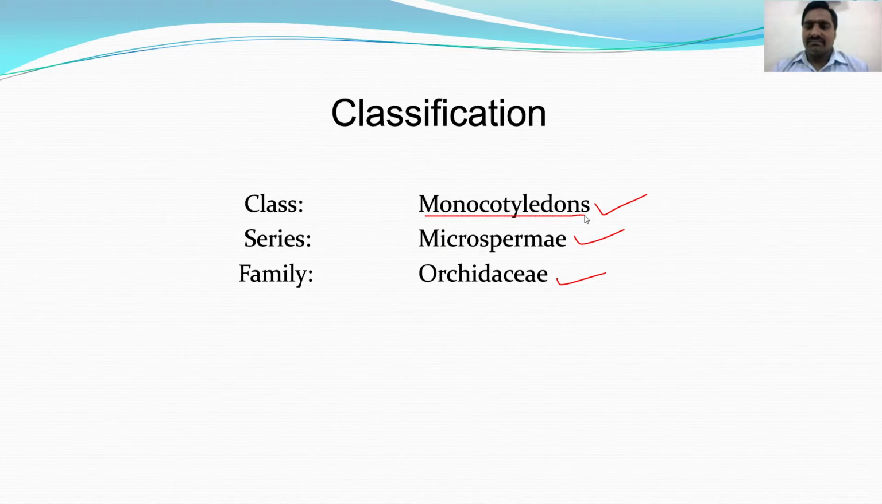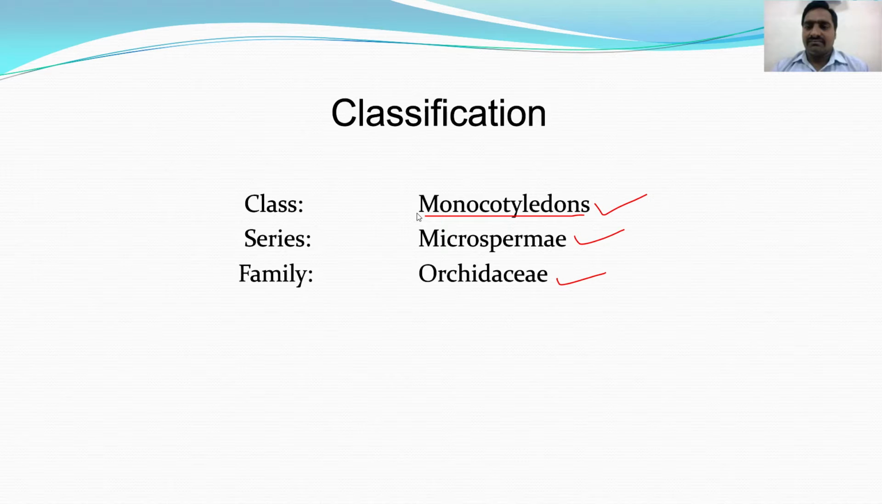In monocotyledons, the first characteristic is that the seed has only one cotyledon. The second characteristic is that the root system is adventitious or fibrous. Parallel venation is present. Trimerous flowers are present. Plants showing these characters are included in the monocotyledons.